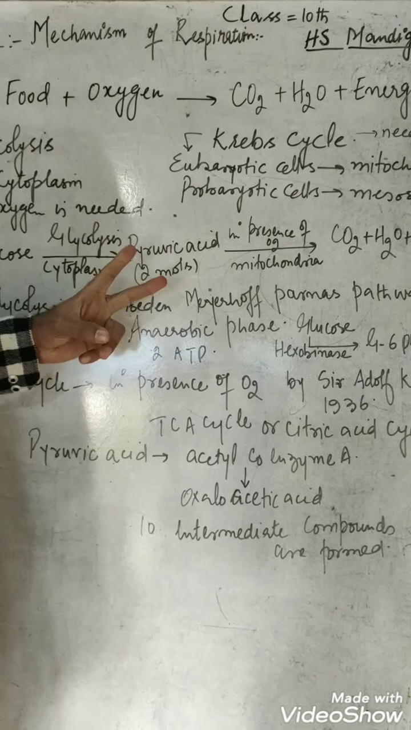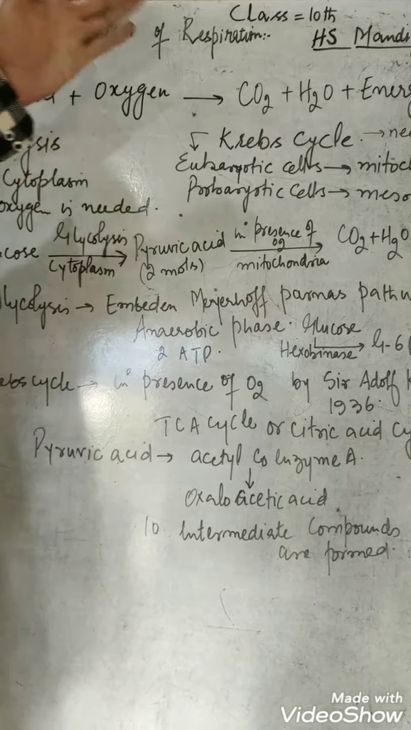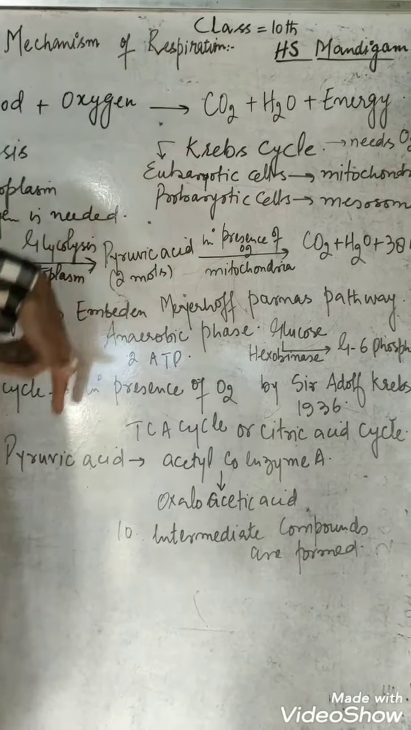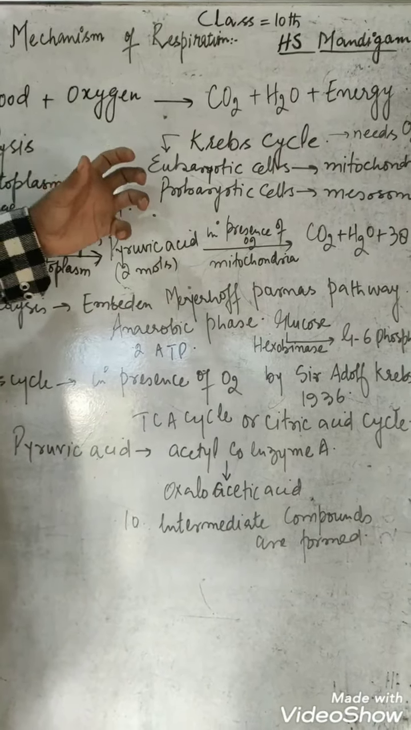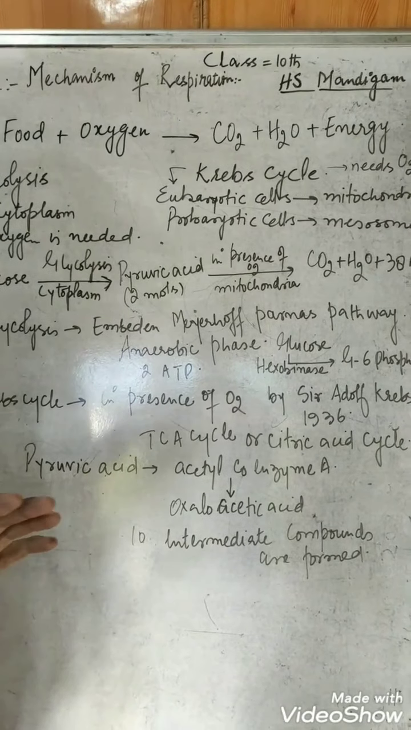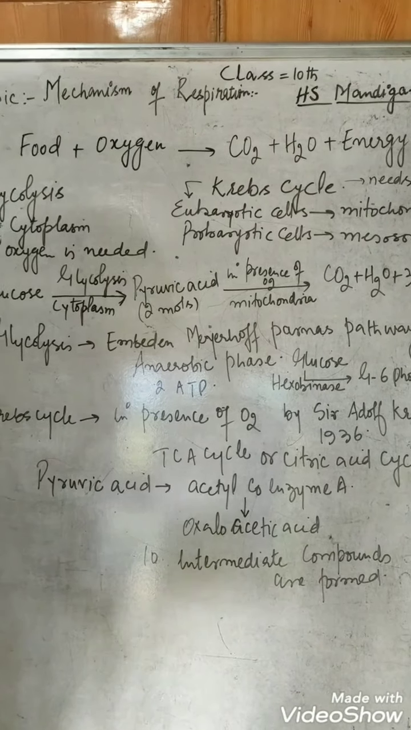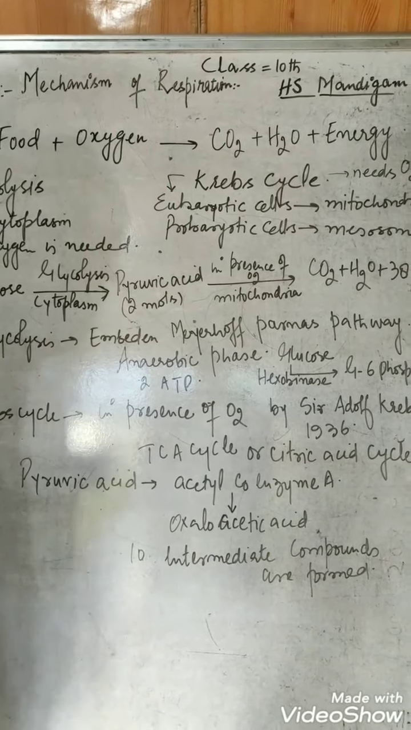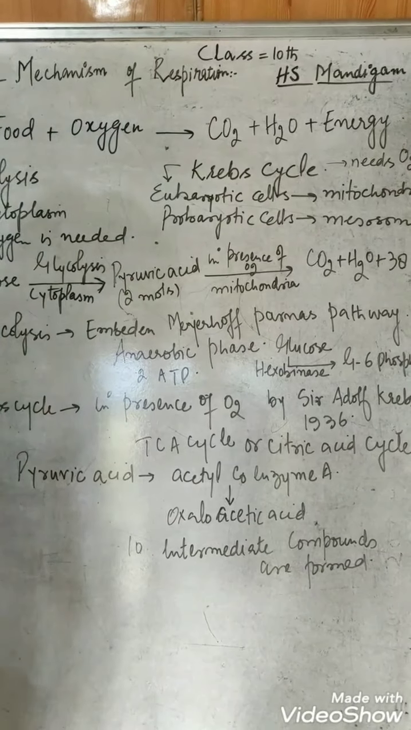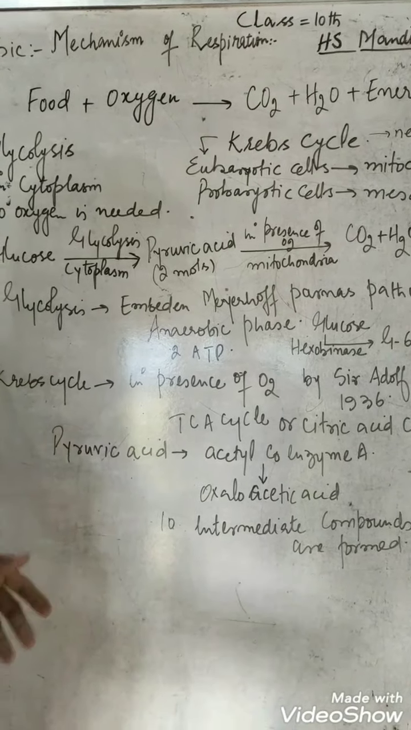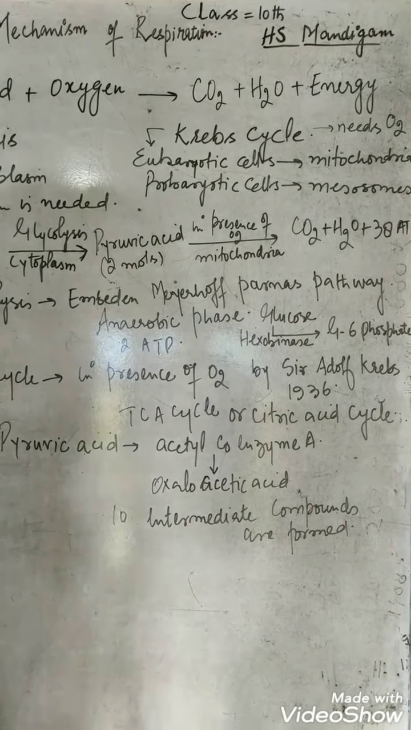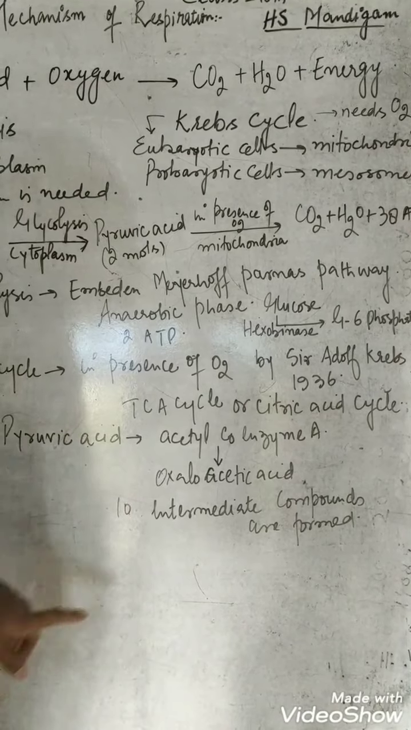Now, these two molecules of pyruvic acid will enter into the Krebs cycle. Krebs cycle takes place in mitochondria, as all the enzymes needed in the Krebs cycle are present on the cristae of mitochondria. Mitochondria is also called the powerhouse of the cell, because ATPs are synthesized there during the electron transport chain. Now, this Krebs cycle is a series of reactions. It was discovered by Sir Adolf Hans Krebs in 1936. He is a Nobel Prize winner also.